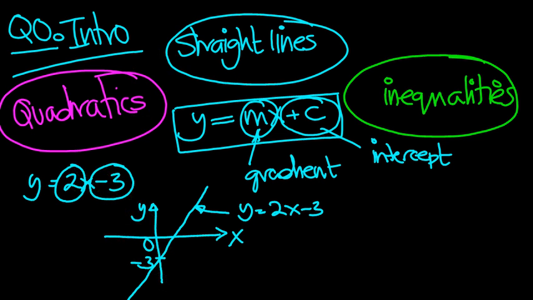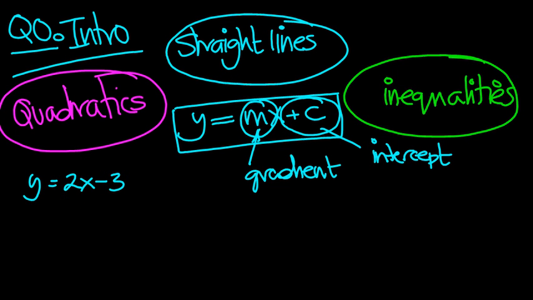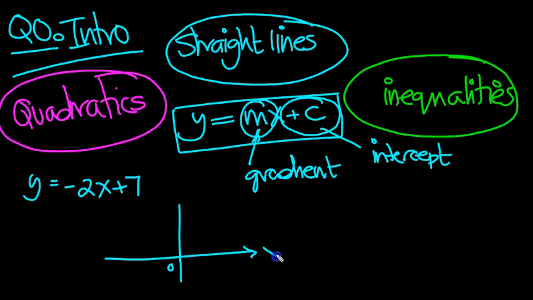Now, if we did another line, by way of example, let's just change it. So what are we going to do now? Let's do, say, minus 2x plus 7. Again, we do a little sketch, with xy axes. Here, the intercept is 7, so we'd mark off 7. And the gradient is minus 2, so it's a negative gradient.